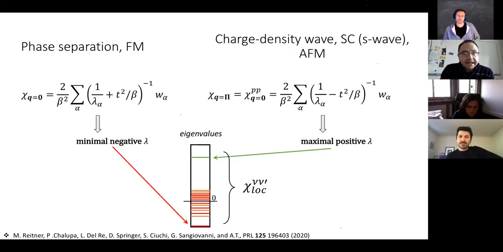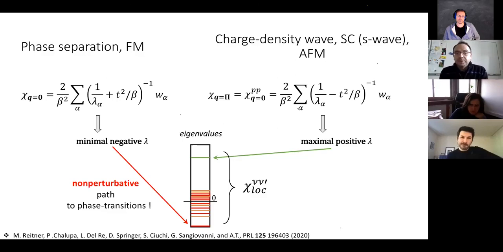On the other hand, there are other transitions which belong to channels in which the sign here is plus, and they can only be triggered if the minimal eigenvalue lambda becomes equal to minus this constant. And this second kind of phase transition is, in this context, fully non-perturbative. This is really a fully non-perturbative path, which allows additional transitions with respect to the perturbative ones.